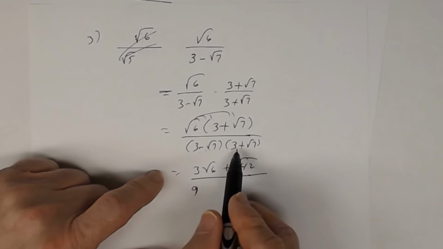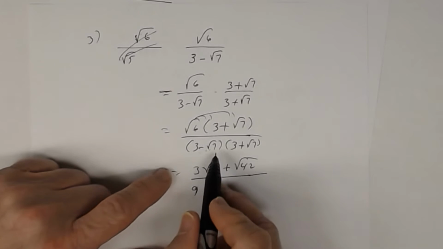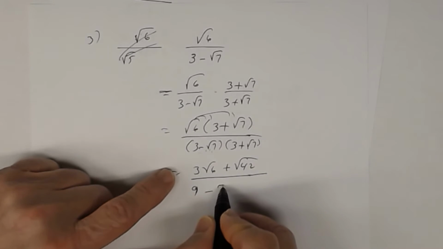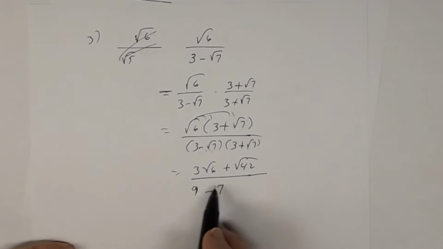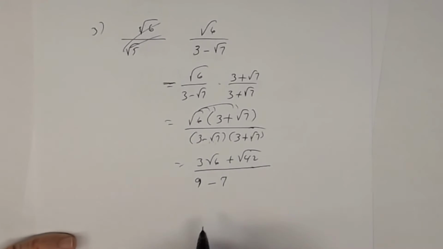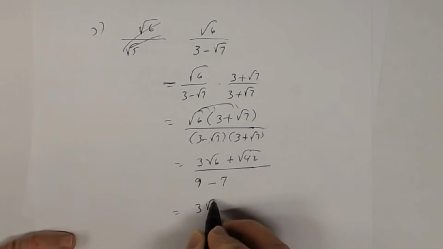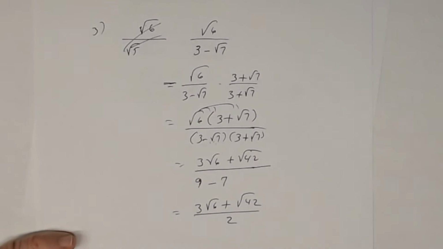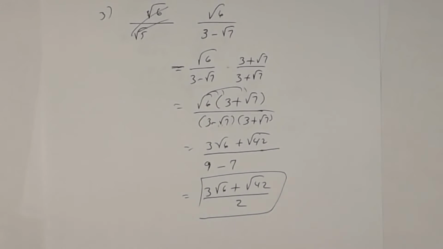So leave it off. But you do have the last now. A negative times a positive is a negative, and the square root of 7 times the square root of 7 is 7. And now notice my denominator is now 2. So you get 3 square root of 6 plus the square root of 42 divided by 2. And then also the square root of 42 you cannot simplify. The square root of 6 you cannot simplify. So there's your answer. Okay? So notice that the denominator is a rational number. Okay, that was number 3.